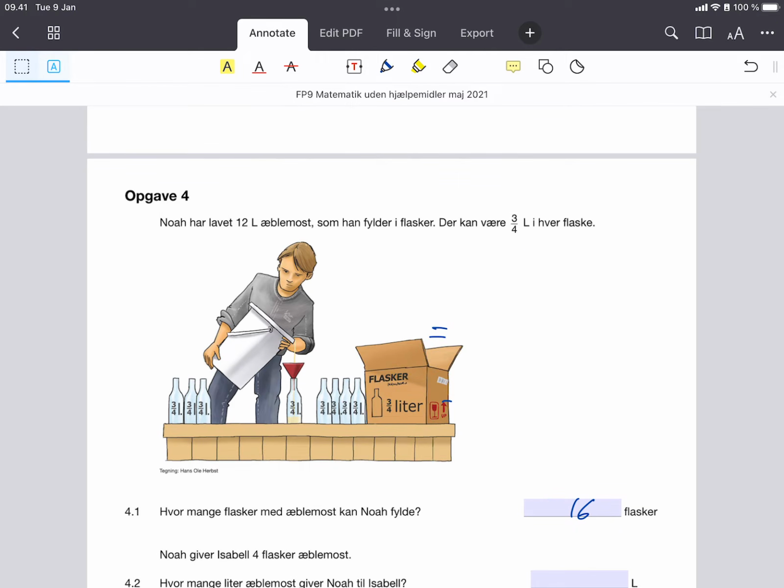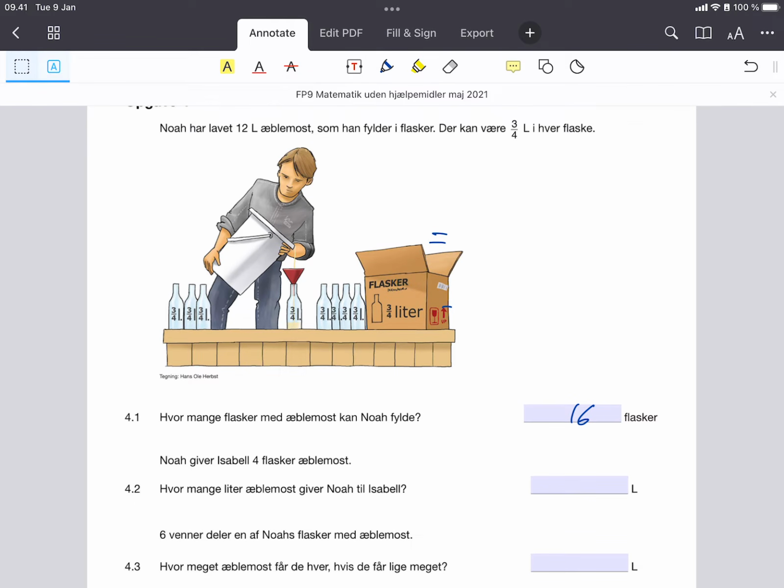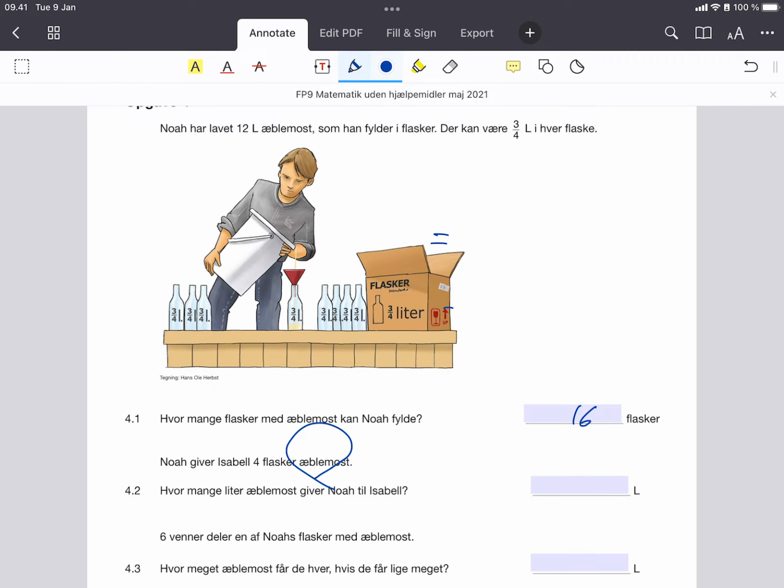Okay, get rid of some of the mess here. Noah gives Isabel 4 bottles of Æblemost. How many litres has Noah given to Isabel? Okay, so each bottle is 3/4 of a litre. He's given her 4 bottles, so she gets 3/4 times 4. So that's just 3 on the top divided by 4 on the bottom times 4 on the top. Well, it's easy to see that the times 4 and divide by 4 cancel each other out. So that's just going to be 3. She gets 3 litres.